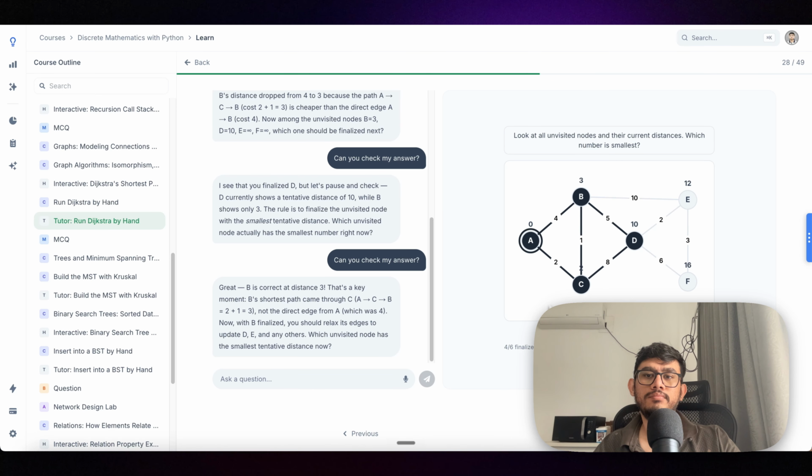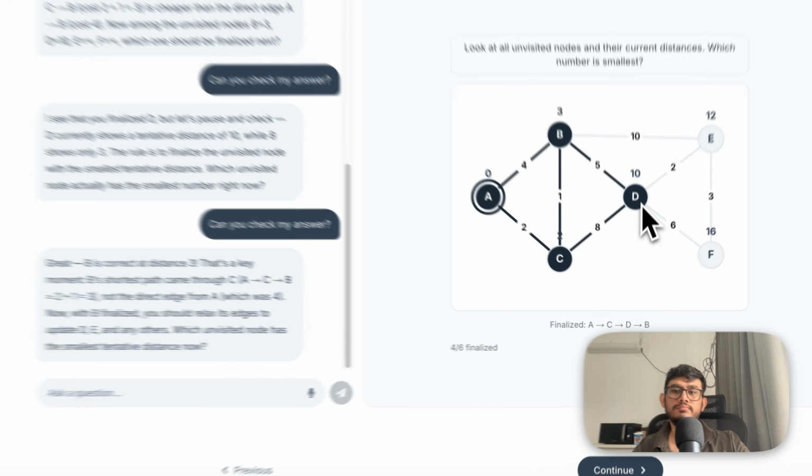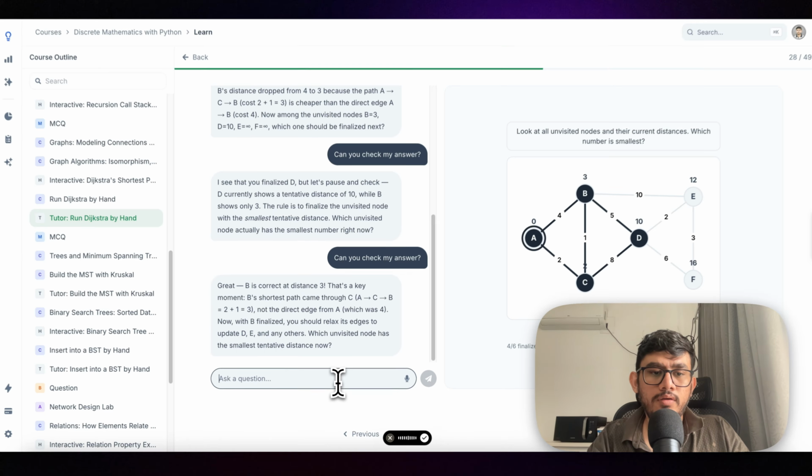Great pick. B with distance 3 is correct, and notice it got that distance through C, not the direct edge from A. Now look at the remaining unvisited nodes and their current distances. Which one has the smallest number? It will be the node D.